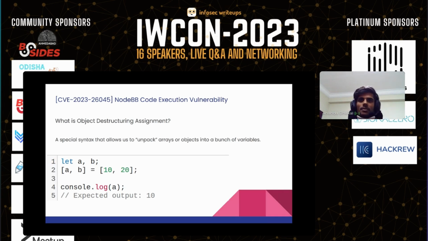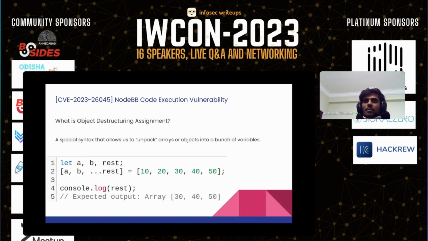For example, in this example you can see that there is an array called a, b, and the values are 10 and 20. So basically the values are assigned to the elements of the array. One array is assigned to another array with individual elements. And if a triple dot is used, the rest of the values would be assigned to the variable that has the dots, right?